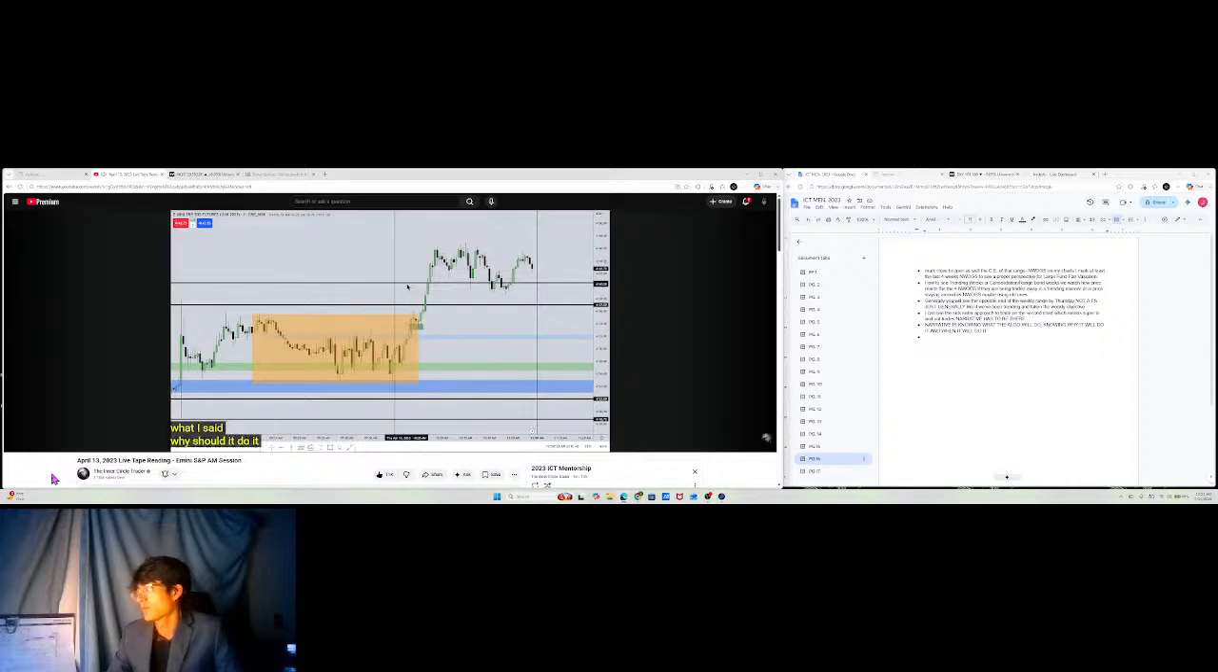Why should it do it? That was the other question. Because this is narrative, okay? Well, because we've already gone down to the low of that dealing range, from that high to that low. We did not break it. And it's approaching what time? 10 o'clock. So you forgot about time. I didn't. I'm aware constantly.